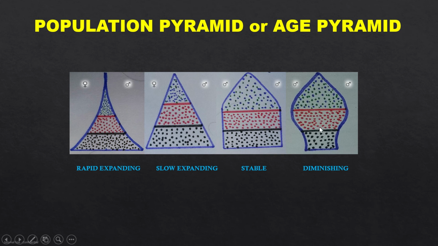Next, finally, we come to the diminishing population. In a diminishing population, you see the individuals belonging to the pre-reproductive age group are fewer. That means what?